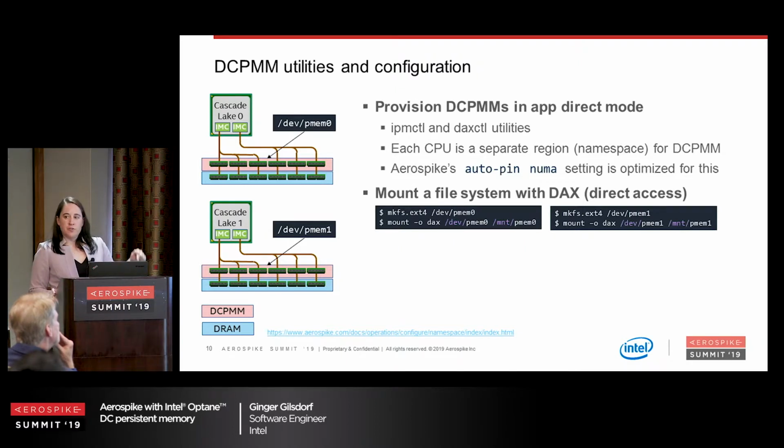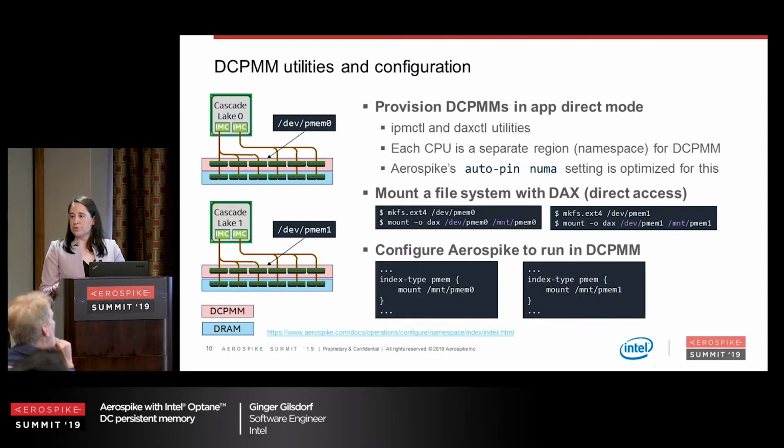When you mount a file system on each of those namespaces per CPU, this gives you a device to work with. All you have to do is mount a file system with DAX, direct access. ext4 is shown here, but there's also other options like XFS. Once you mount that, you've got a mount point to work from.